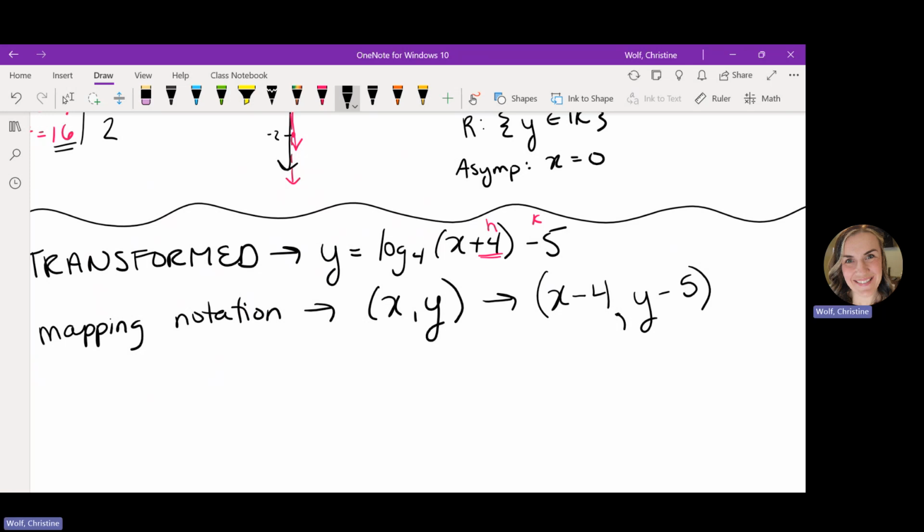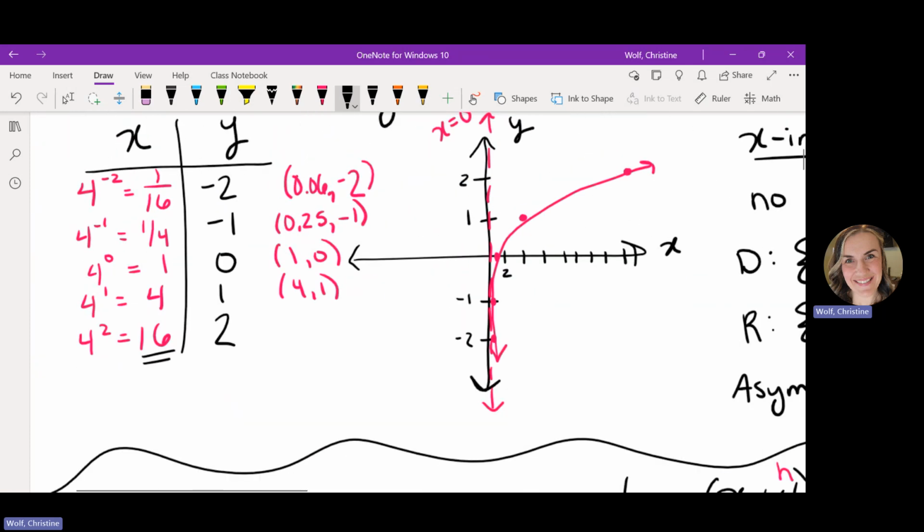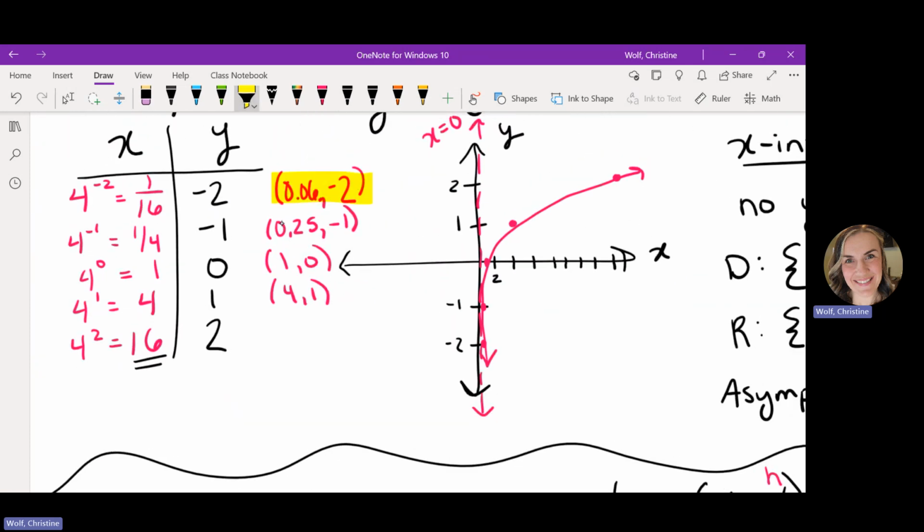So we're going to use our original points that we already found in our table of values and apply this mapping notation. Now, this is where I'm going to allow you to be a little bit lazy. If we look at our points, it would be gross to apply mapping notation to those because of the decimals, right?